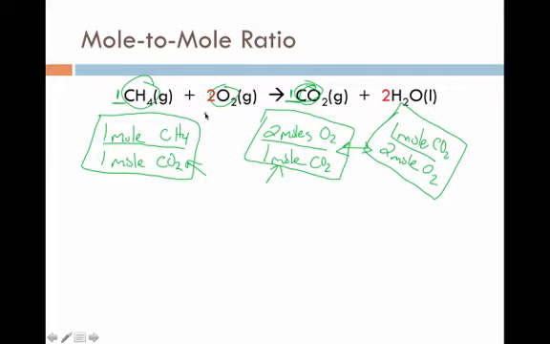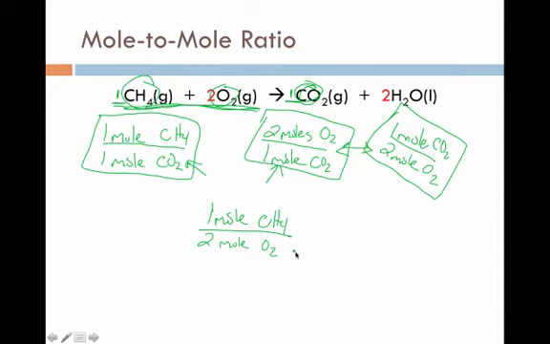Any two can be combined together. I guess if I was going to show you one more, I would say you could also do this. We could say for every 1 mole of CH4 that we react, we will need to combine that with 2 moles of oxygen gas. It doesn't matter that they're on the same side of the reaction.